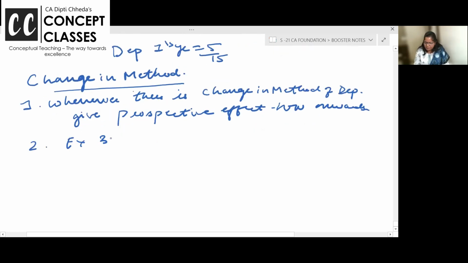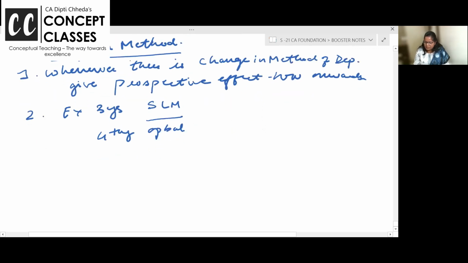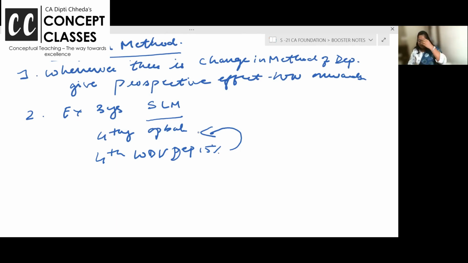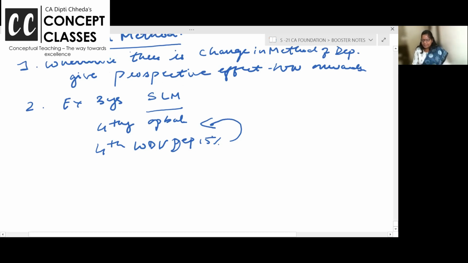Example. 3 years SLM. Now, 4th year opening balance. Now, in the 4th year, if you want to take WDV depreciation, say 15%, you take it on this opening balance. SLM 3 years charge किए ना, तो आपका क्या opening balance आया? Okay, right? So that you calculate separately and then take it. Are you understanding? Will you all be able to do it?